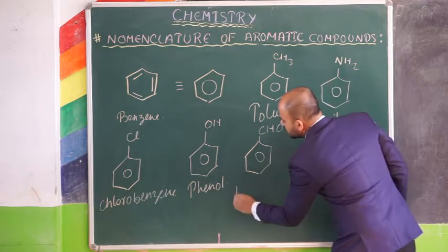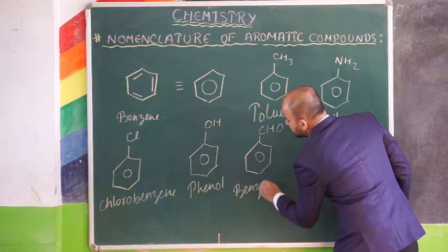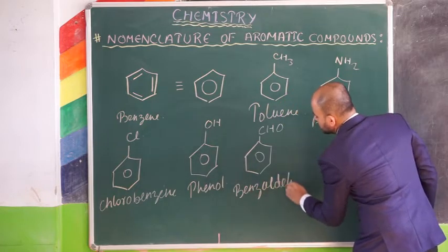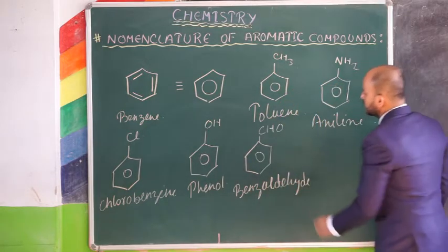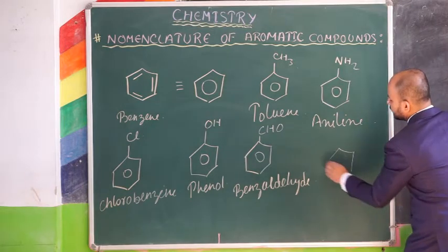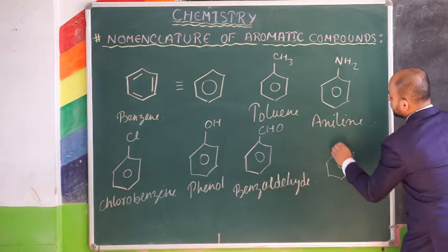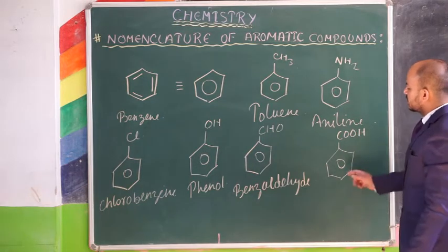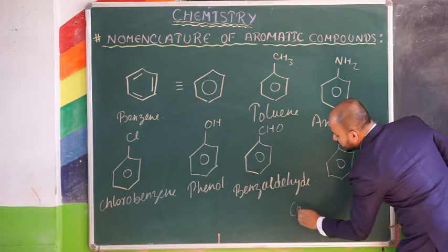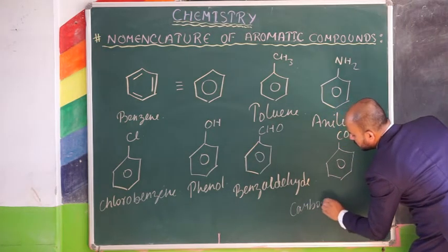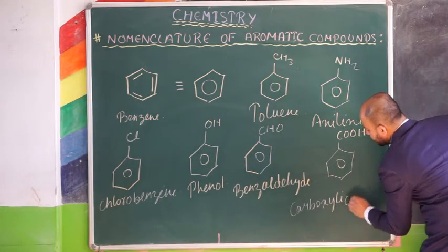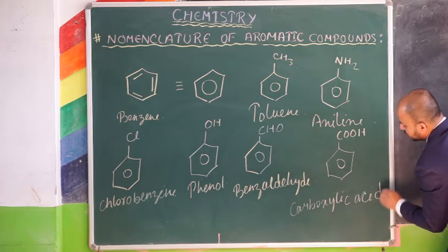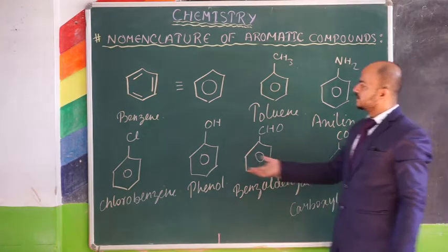Similarly, if you have an aldehyde group in a benzene ring, its name is benzaldehyde. Whenever you have a carboxylic acid group in a benzene ring, then its name is what?